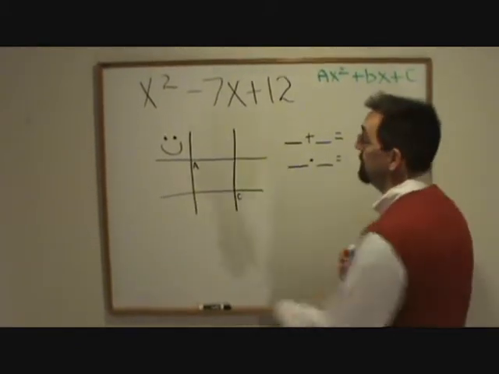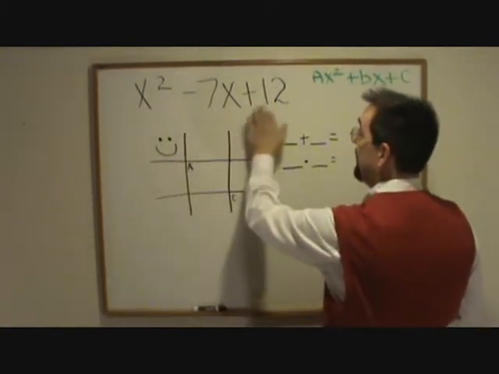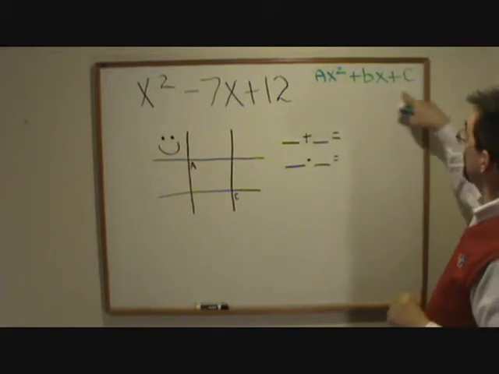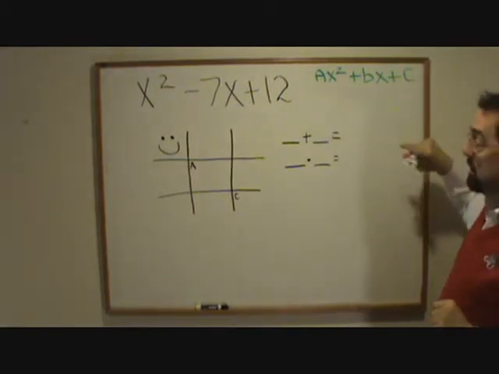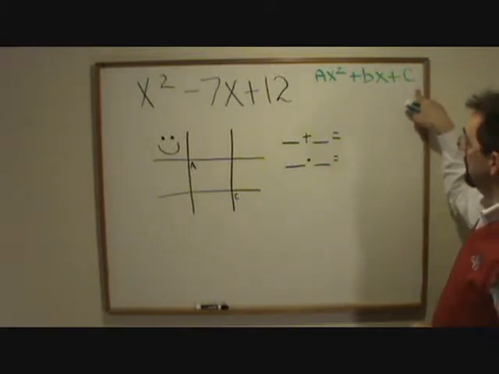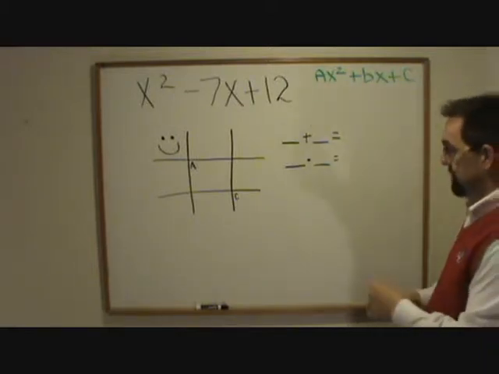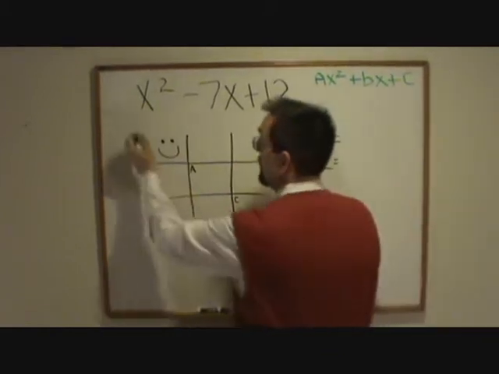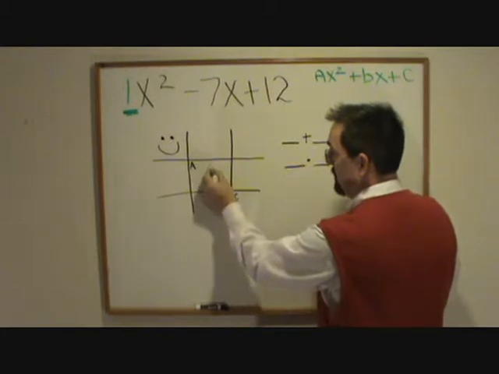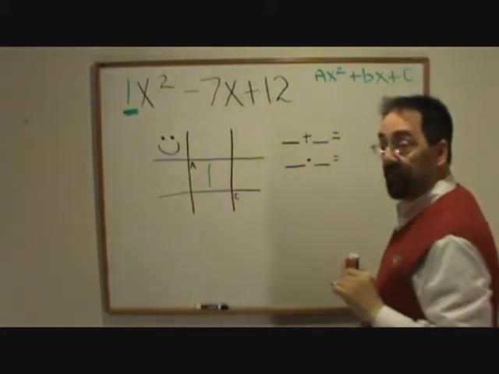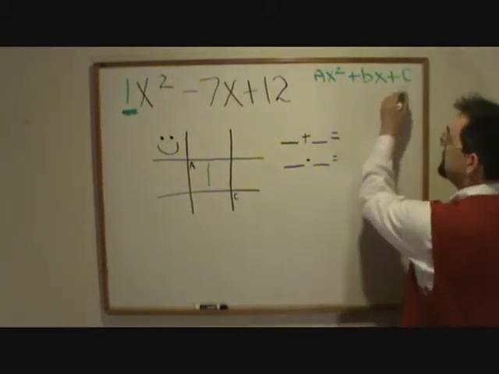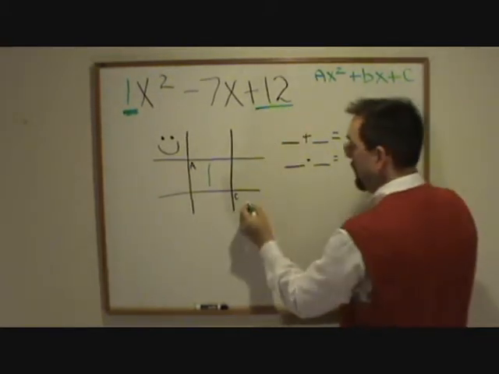Let's get started. x squared minus 7x plus 12. First thing, go back to the standard form, ax squared plus bx plus c. Let's mark our a value, an imaginary 1 right there. So the a goes in the center of our tic-tac-toe grid. So 1. C value, 12.